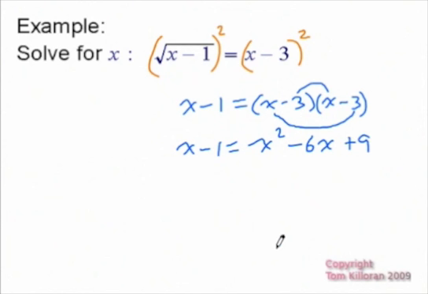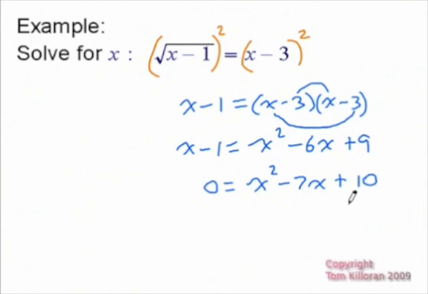So now that we have it all expanded, we have a quadratic, but again we want to get it equal to 0. So I'm going to move the x over, basically subtract x, and I'm going to add the 1 over. And we're going to get 0 is equal to x squared minus 7x plus 10.